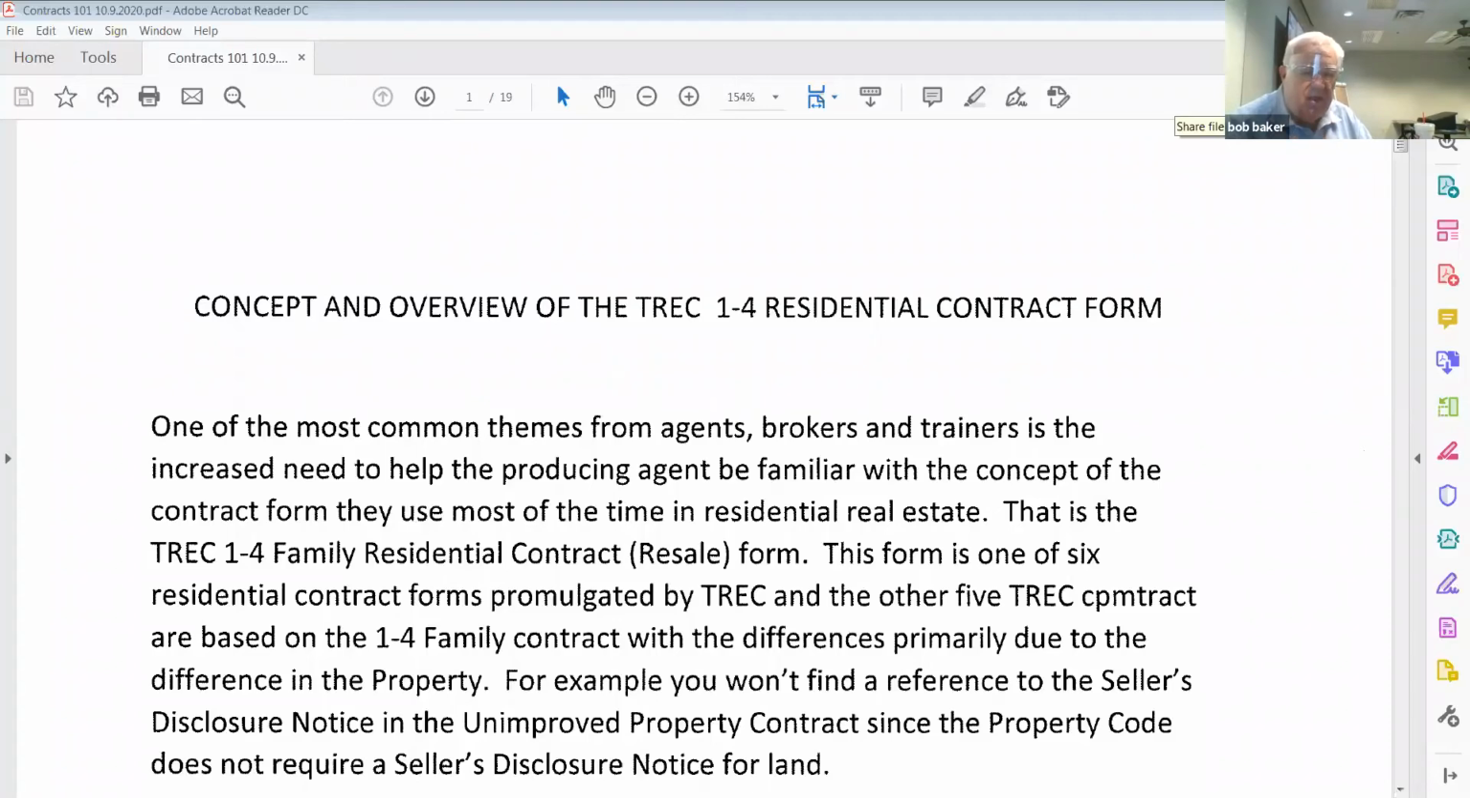This is kind of a precursor to a class that I'm going to expand to a 3-hour class and have CCAR send it to TREC, because in your new renewal requirements starting in 2021, in your 18 hours of CE, you will have to have 3 hours of that 18 being focused on contracts. And so this will become part of that 3 hours that you'll be able to make use of.